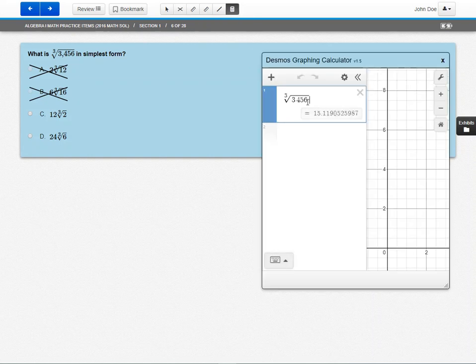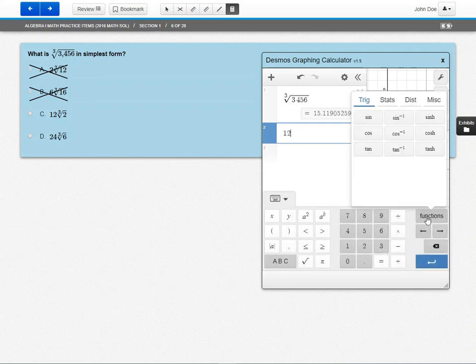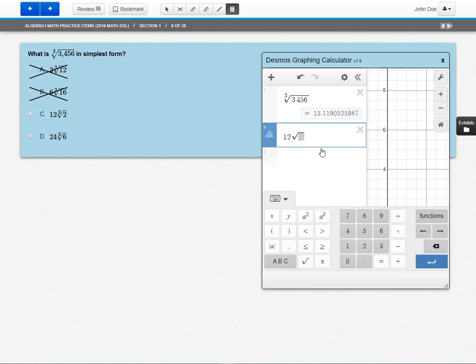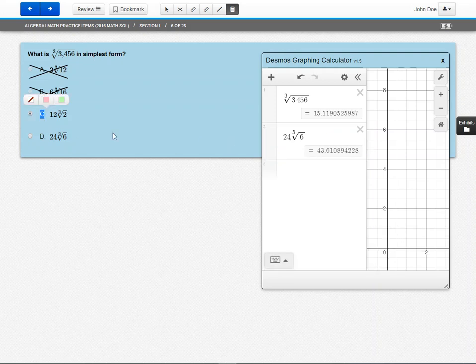So let's try the next one, 12 cube root 2. So I hit functions, miscellaneous, cube root 2. Oh, this one has a match. This is probably it, right? Both of these are the same. I can't simplify 2 anymore, so I bet that's it. But let's try the next one, 6 cube root 24. Yeah, that doesn't match. So the best answer is definitely C, right? It matches, and we know that we can't break that 2 down anymore, so we know that that's our simplified answer.